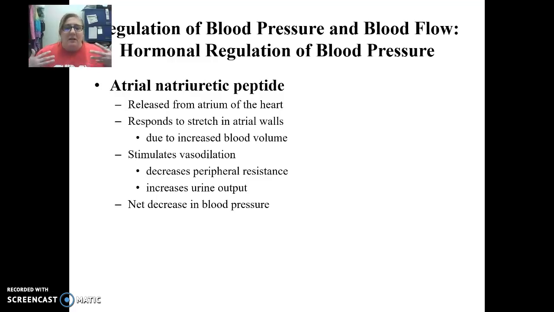So this is all a mechanism to control blood pressure and keep us in homeostatic balance, and it's all controlled through negative feedback mechanisms.